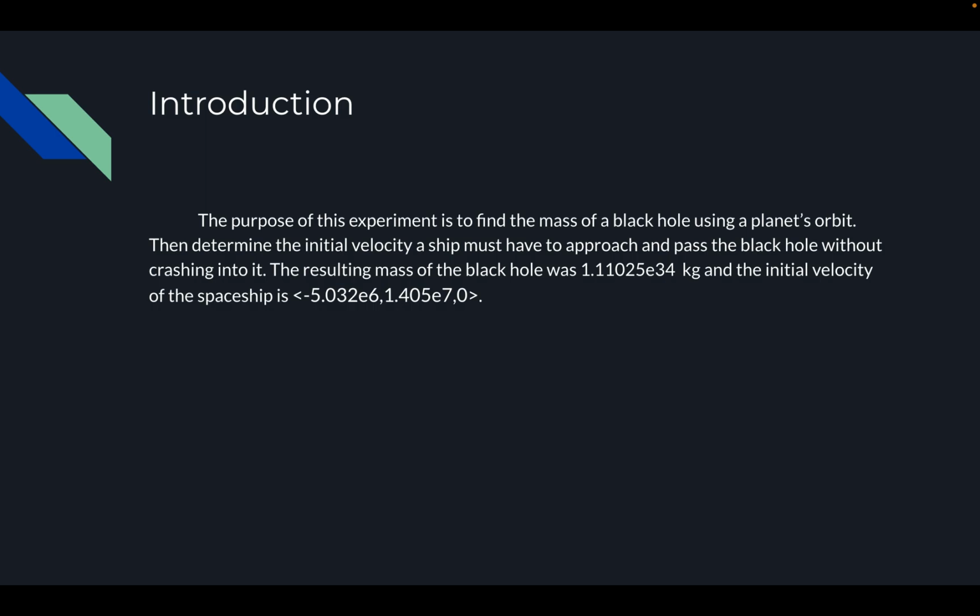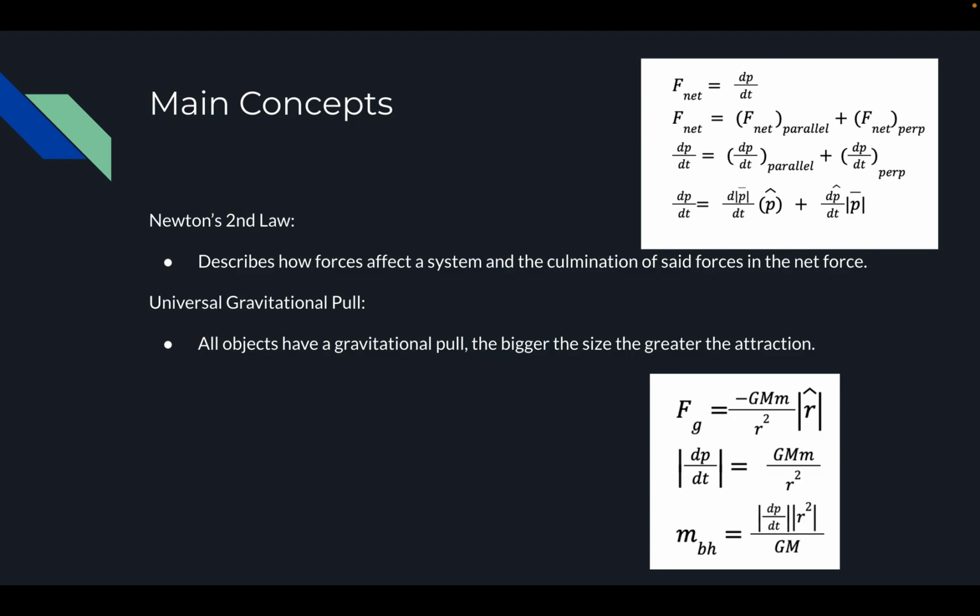The resulting mass of the black hole was 1.11e34 kilograms, and the initial velocity of a spaceship is negative 5.032e6 in the x direction and 1.405e7 in the y direction. The two main concepts presented were Newton's second law and universal gravitational pull.